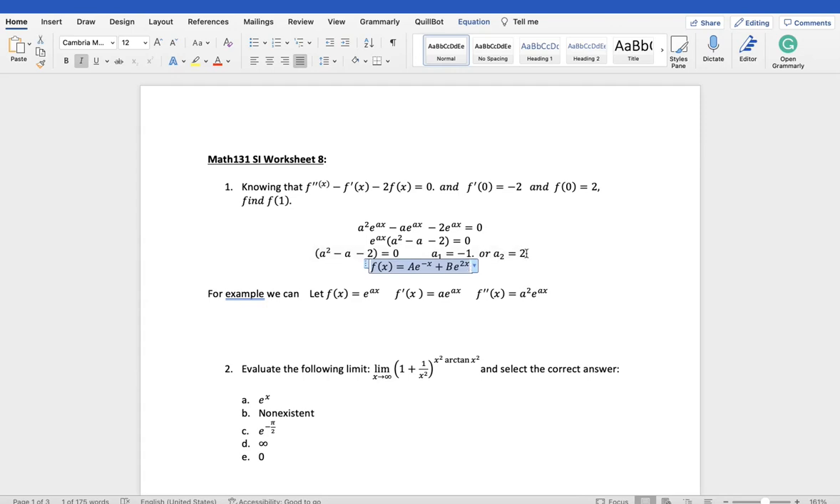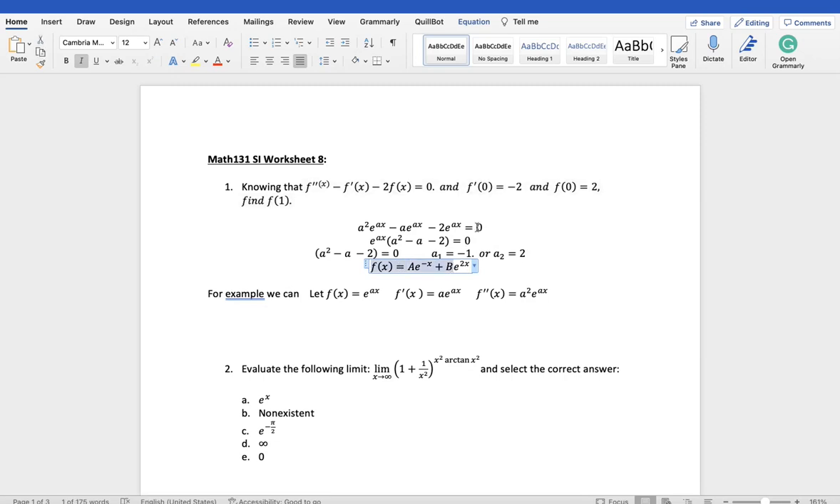If you had three roots, so if you had a cubic equation that would have 3 roots, then you would have 3 terms. So you would add another term plus c multiplied by e to whatever that third root is. Okay, so this is the general form that f of x has to have.